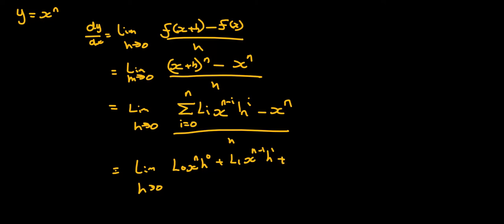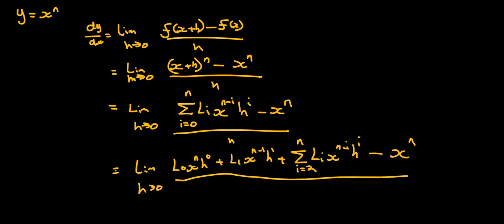Then we are left with the sum from i equals 2 to n of n choose i, x to the n minus i, h to the i, subtract x to the n, with a wobbly line all over h. What is n choose 0? So that is n factorial over 0 factorial times n minus 0 factorial. And you can see that just gives 1.